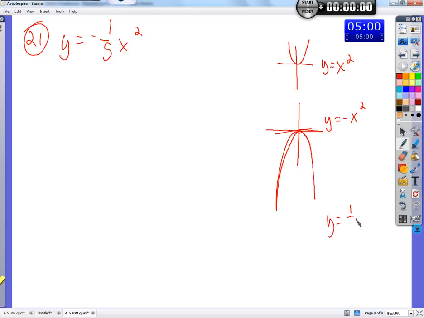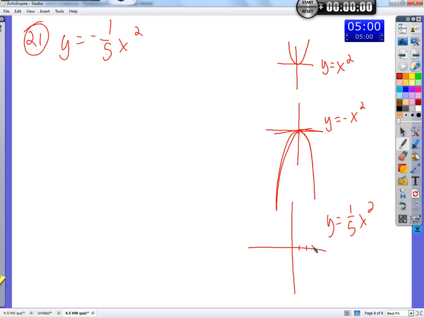What happens when you put a 1/5 in front of that? Not negative 1/5, just 1/5 for now. You square a number, and then you take 1/5 of that number. So now the output is 1/5 of what it used to be. Instead of getting 1, you get 1/5, because you multiply 1 squared by 1/5.